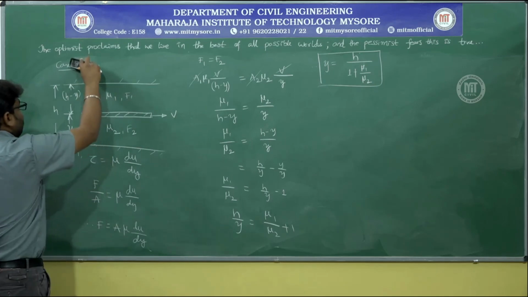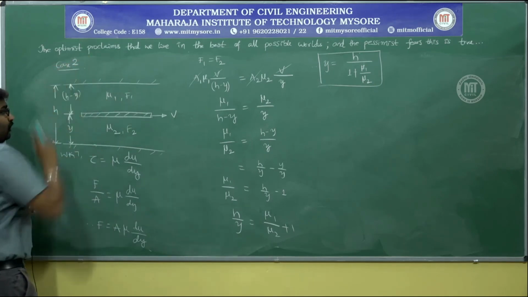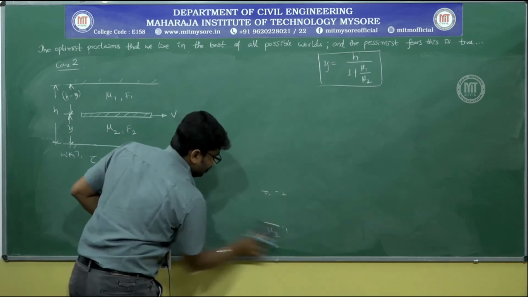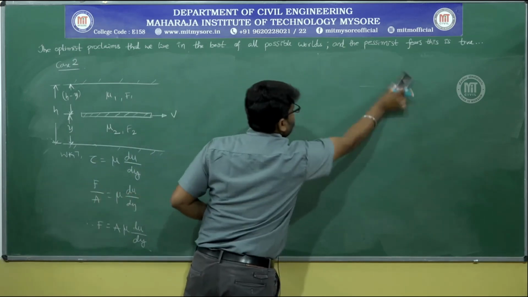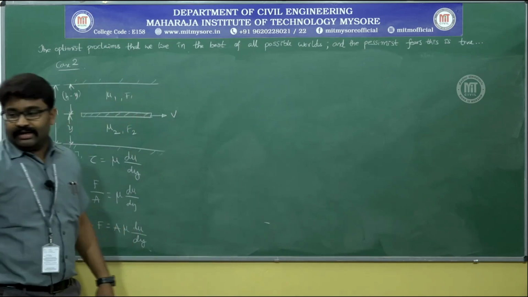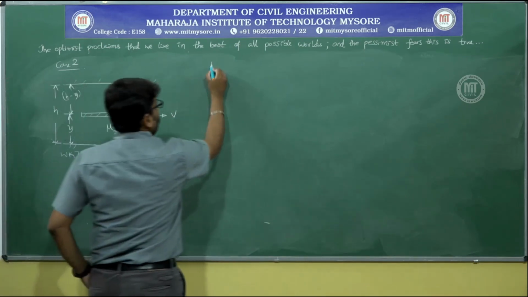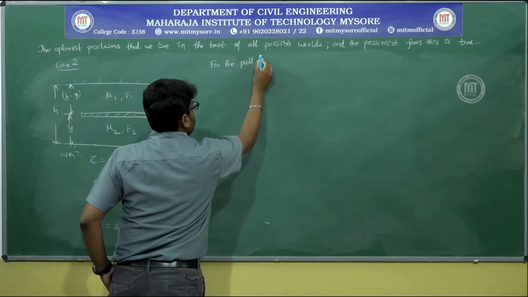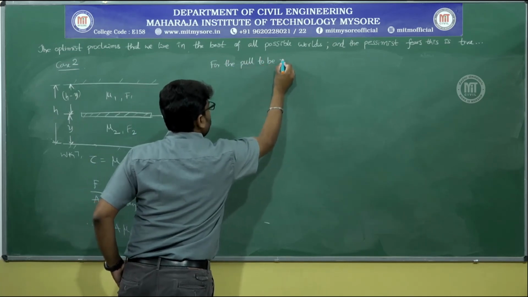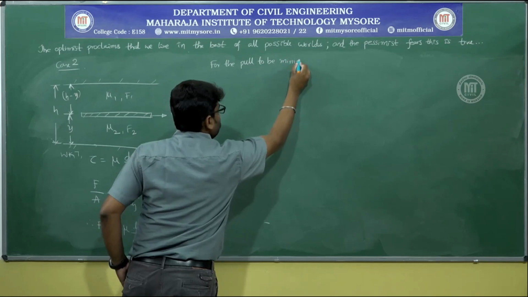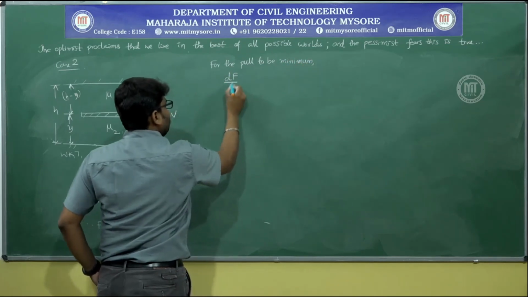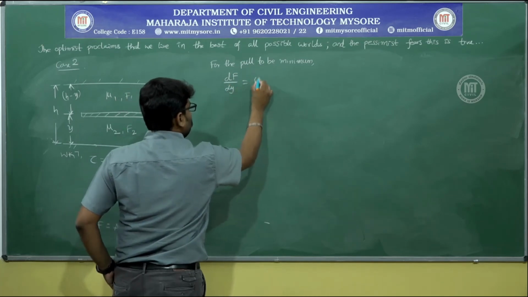I will retain the same diagram, but I will change this to case 2 and remove all these things because I have a different challenge now. He says the pull required is minimum. So for the pull to be minimum, the condition is nothing but dF by dy is equal to 0.